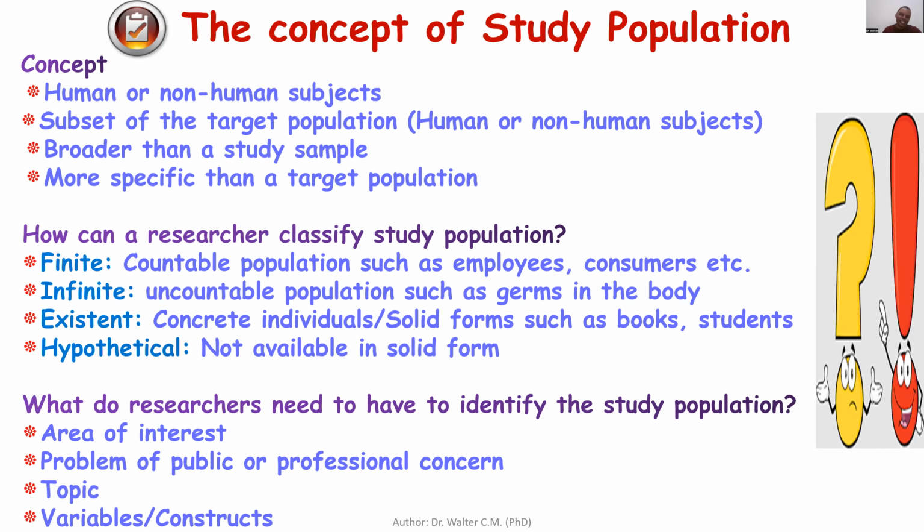Population, and I say the population may be human or non-human. And then we have existent. Existent means living organisms or non-living organisms. And then we have hypothetical.